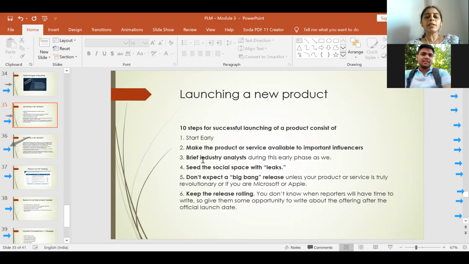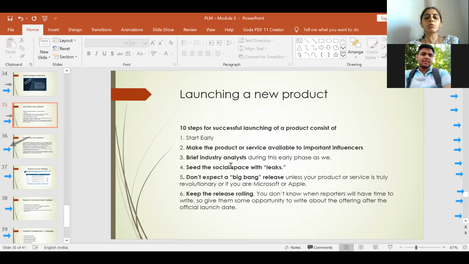You should have a proper industry analyst, and he should brief on the product in the early phase only. Then it will be very helpful for the market to understand what product could be launched. So it has to be started in the early phase.